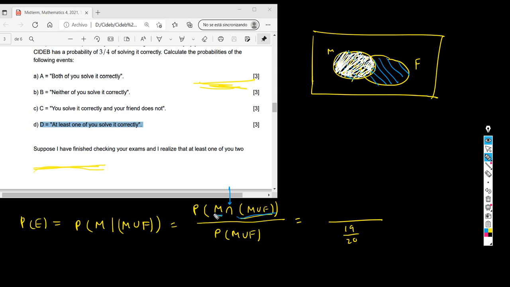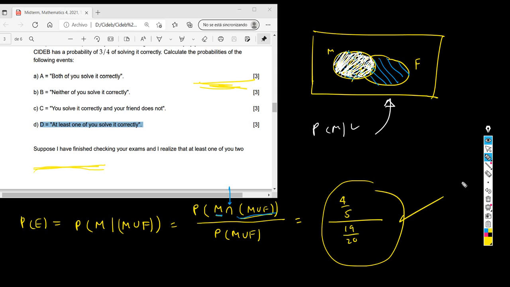You see that? So basically, guys, the probability of M intersection M or F is the same as the probability of M, according to the Venn diagram. So what is the probability of M? That's going to be 4 over 5. And that's it. This is my solution. Whether you simplify it or not makes no difference. It's 4/5 over 19/20. That solves the problem. So that's it.